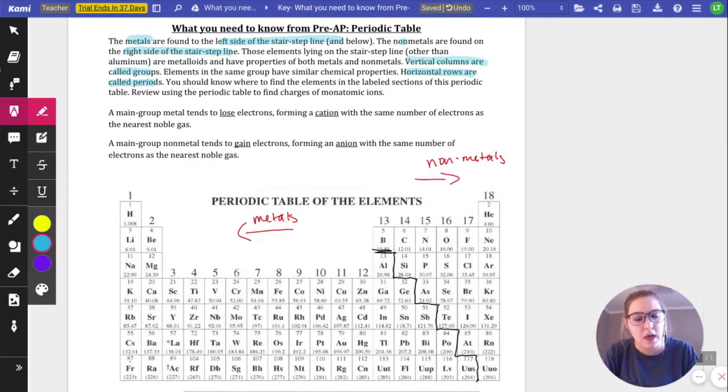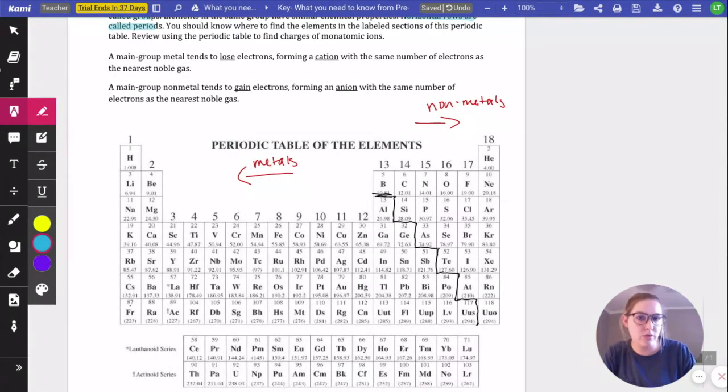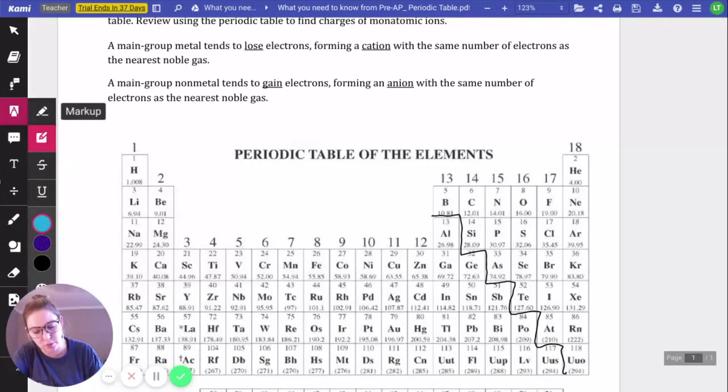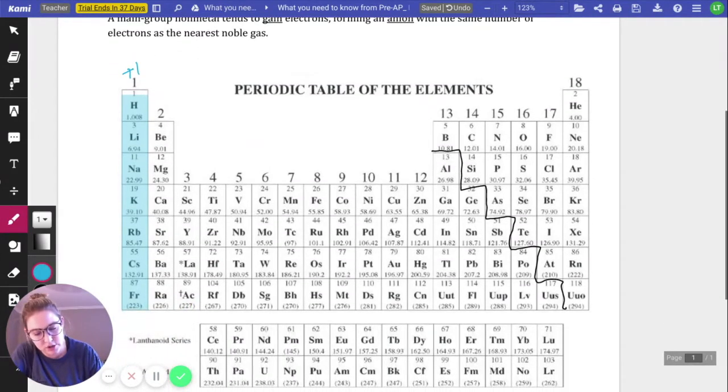Elements that are in the same group have similar chemical properties. We're going to go through the groups really quickly on the periodic table and talk a little bit about them. Start with group 1 right here. Group 1 is the alkali metals, except for hydrogen, because hydrogen's not a metal. They have a positive 1 charge, and they have 1 valence electron.